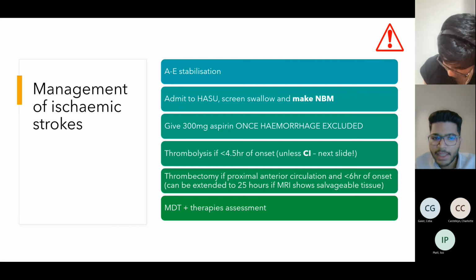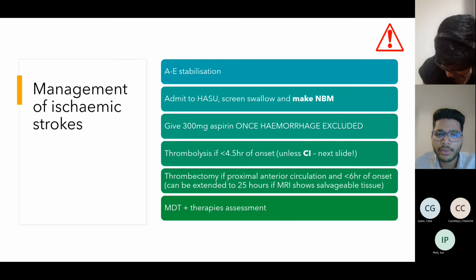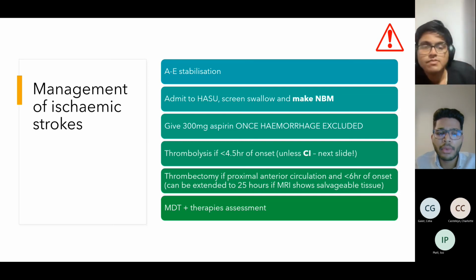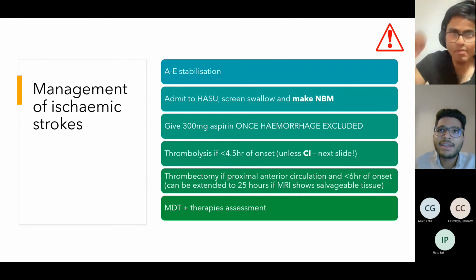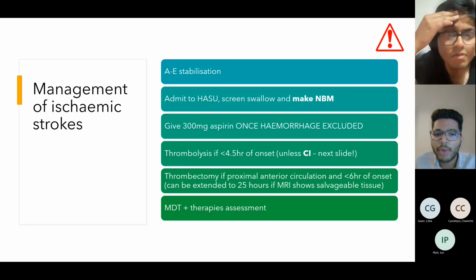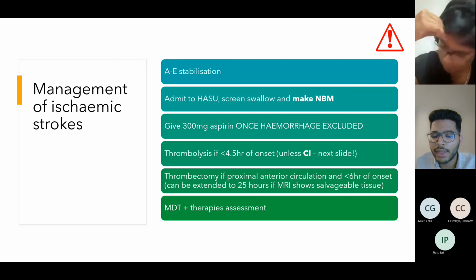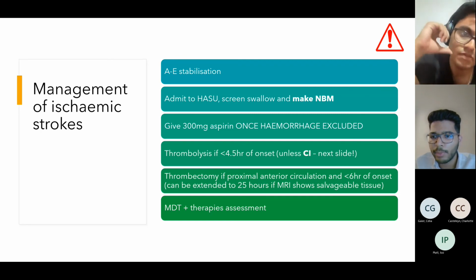Then thrombectomy should be done with thrombolysis if you've got an anterior circulation stroke and the person comes within 6 hours. So that means if someone comes in with a stroke at 4 hours, they get both thrombolysis and thrombectomy. If they come in at 5 hours, they don't get thrombolysis, but they might get a thrombectomy. And if they come like a day later, it is possible to do an extended window thrombectomy, but only if a brain scan shows that there is still living tissue that can be saved if the thrombectomy is done.